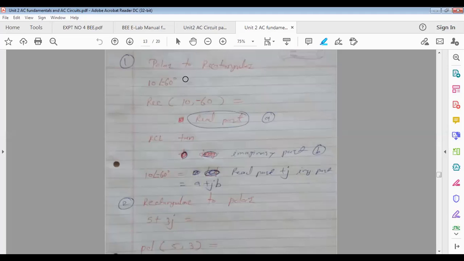Now what you have to do? You have to convert polar to rectangular. On your calculator you may see a plus button and a minus button for addition and subtraction. Above the plus button, what is written? POL, meaning polar. And above the minus button is written REC, rectangular. We want to convert polar to rectangular, so I will press rectangular on the calculator.